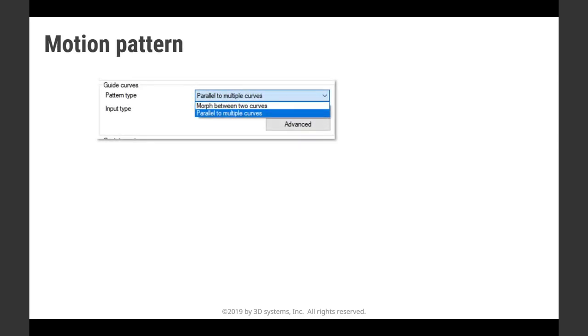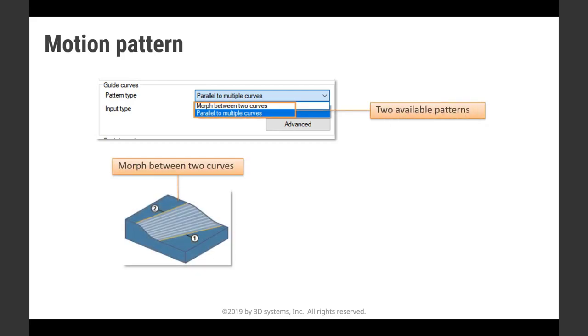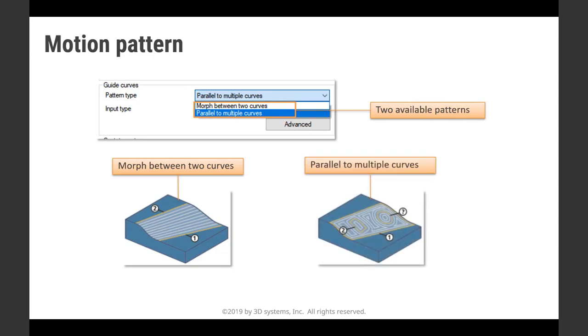2 motion patterns are available. First one is the familiar morph between two curves. The second one is parallel to multiple curves. Each curve acts as a source for the motion direction calculation. The final result is a smooth morph motion over the whole geometry.